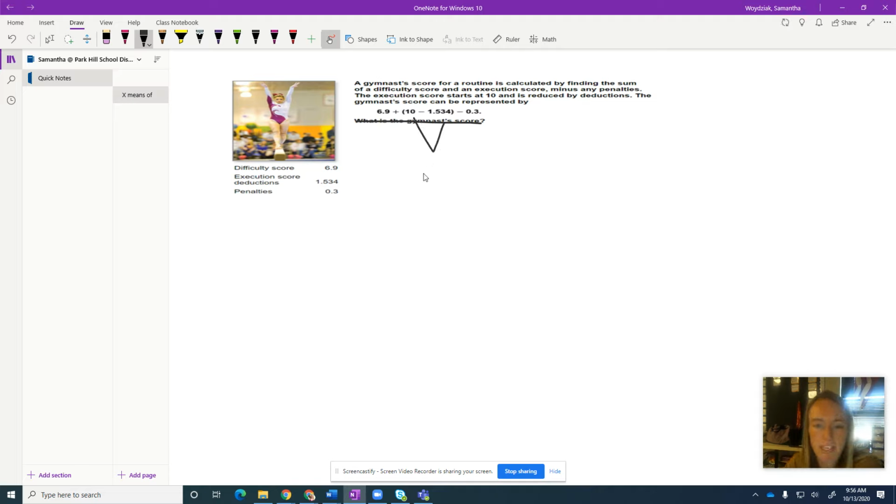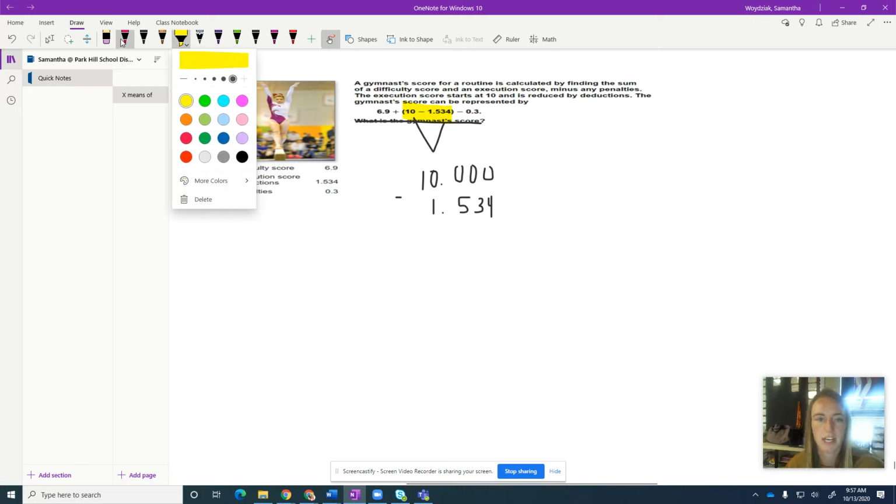So we need to find 10 minus 1 and 534 thousandths. Now, the reason I line this up here is because if there is no decimal, the decimal goes at the end of the number. So 10 can be written as 10 with a decimal, and then we will fill these spots in with zeros. So that's our first step. We're going to find this right here, and then we'll follow order of operations. We'll continue to do that.